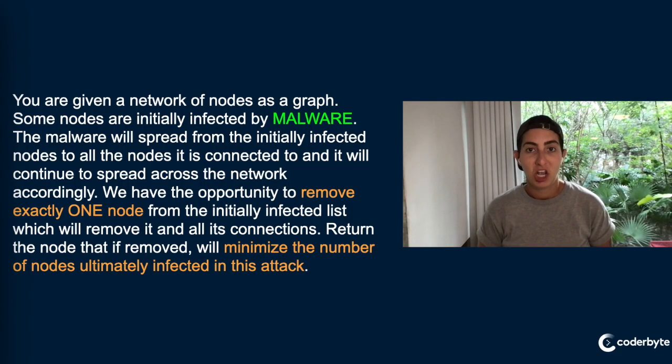If you're not as excited as I am, which I can't imagine why that would be, let me entice you with this week's problem. You are given a network of nodes modeled as a graph. Some nodes are initially infected with malware. The malware will spread from the initially infected nodes to all of the nodes it is connected to, and it will continue to spread across the network accordingly. We have the opportunity to remove exactly one node from the initially infected list, which will remove it and all of its connections. Return the node that, if removed, will minimize the number of nodes ultimately infected in this attack.